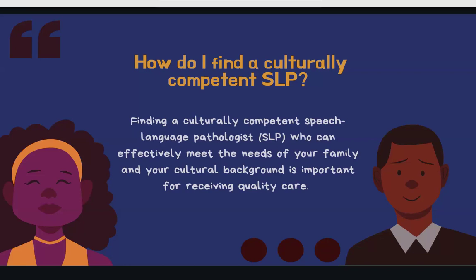Community resources. Check with community centers, cultural organizations, or advocacy groups serving diverse populations. They may have information or referrals for speech pathologists who are culturally competent and have experience working with specific cultural communities.